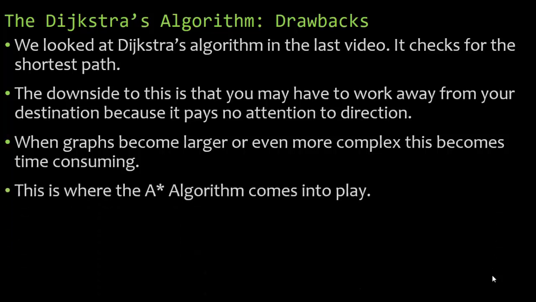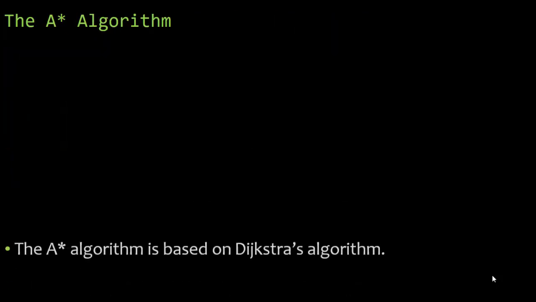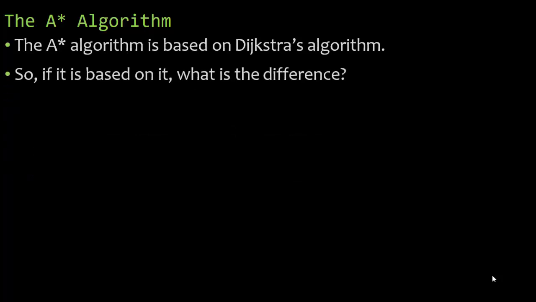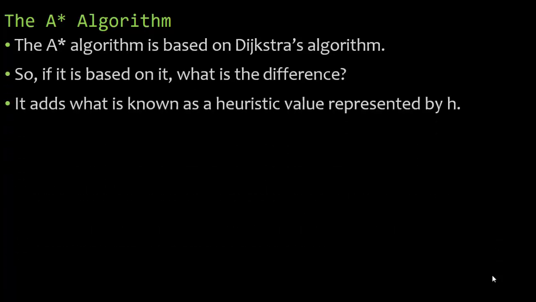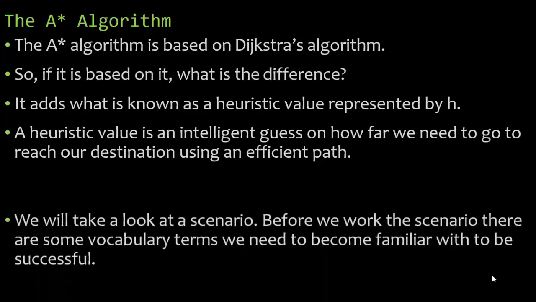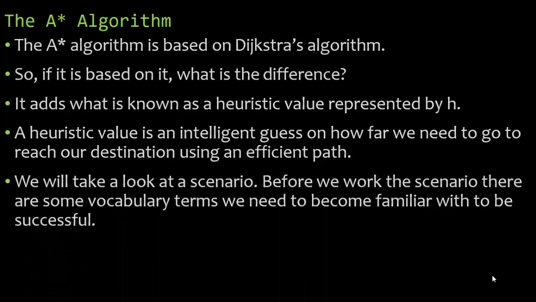And this is where the A-star algorithm comes into play. So the A-star algorithm is based on Dijkstra's algorithm. Well, if it's based on Dijkstra's algorithm, what is the difference? Well, it adds what is known as a heuristic value represented by h. Now, a heuristic value is an intelligent guess on how far we need to go to reach our destination using an efficient path. So today we're going to take a look at a scenario.